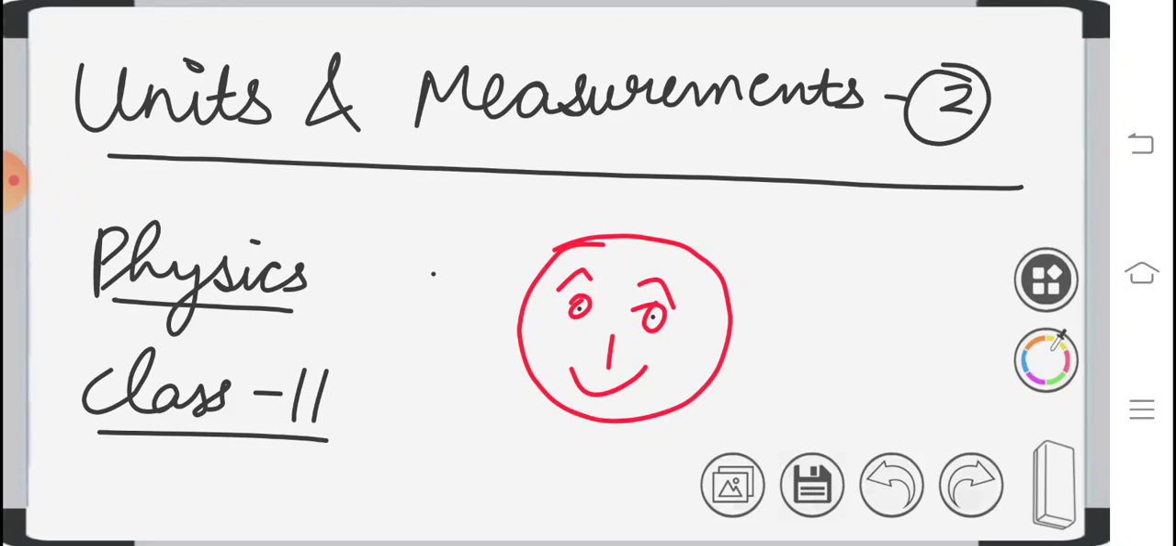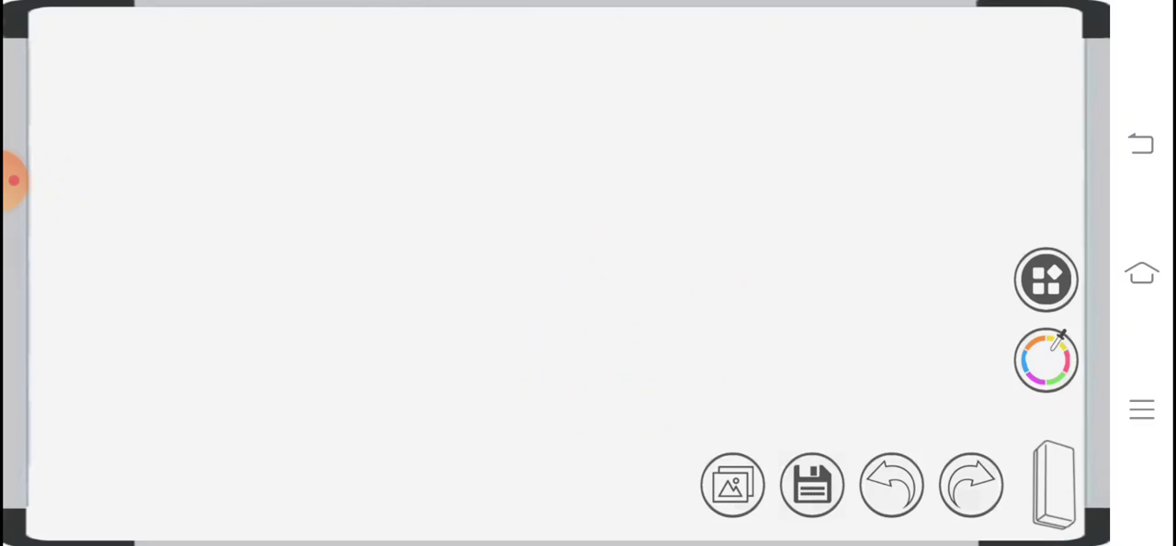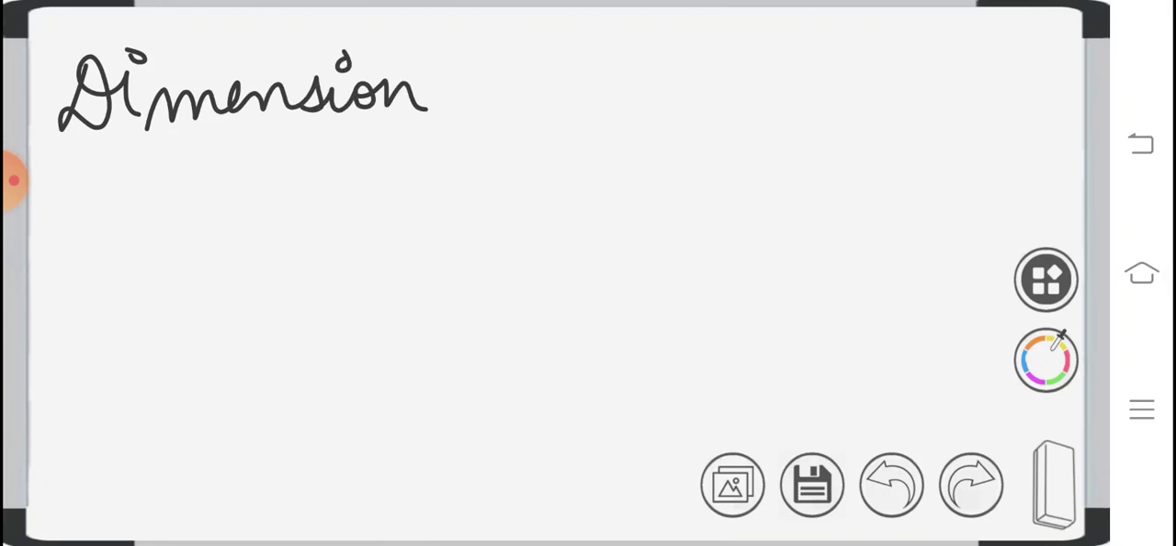Okay, so let's start with the studies. Today we'll be doing units and measurements part 2, in which we'll be covering dimensions and their applications. Part 1 is already uploaded, you can check it out in the video section, in which I covered the basics of class 11, from where a child needs to start his preparation for NEET. So without wasting time, we'll start with dimensions. Write down: what is a dimension? First of all, we'll see the definition of dimension.